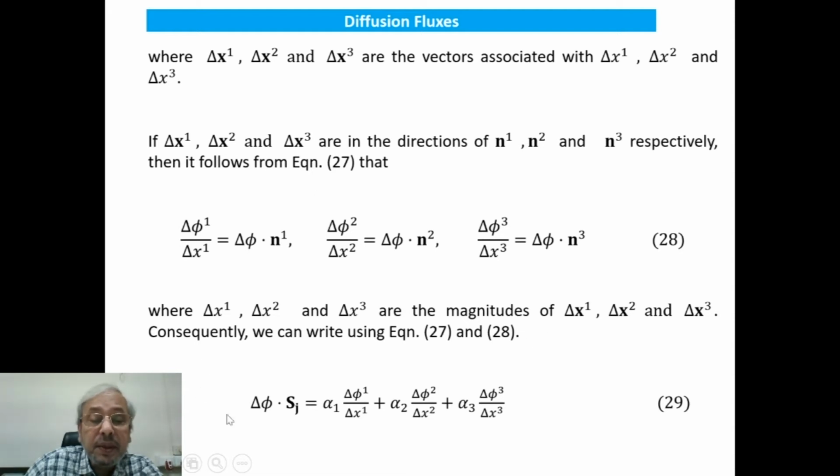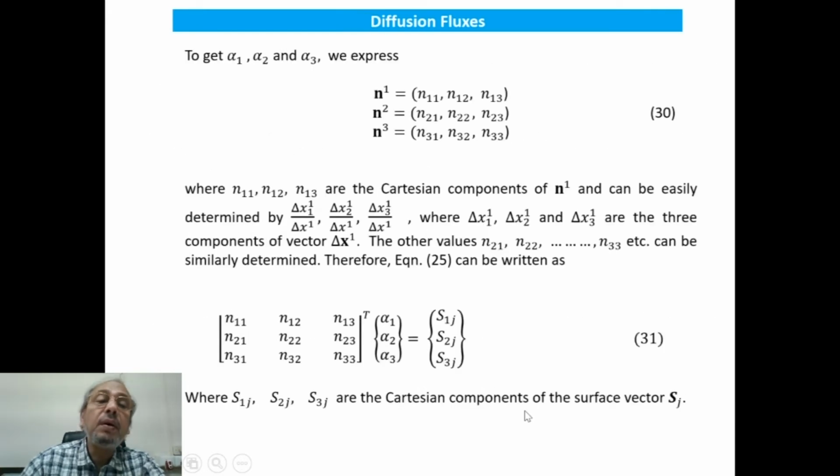From this slide, where we have already equation 29, we have already derived that del phi dot sj is alpha 1 del phi 1 by delta x1 plus alpha 2 delta phi 2 by delta x2 plus alpha 3 delta phi 3 by delta x3. Now we have to calculate alpha 1, alpha 2, alpha 3.